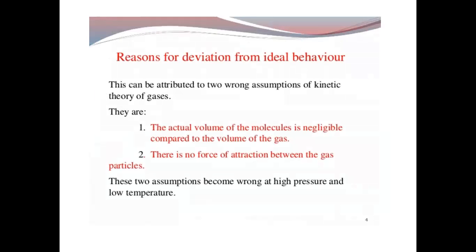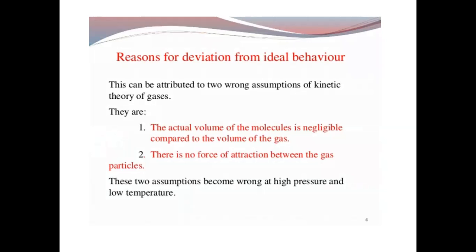Now, what is the reason for the deviation from ideal behavior? Students, we have two types of gases. One is ideal gas and the other is real gas. An ideal gas is a gas which obeys all the gas laws under all temperatures and pressures, right? And a real gas is a gas which does not obey all the gas laws under all conditions of temperature and pressure.